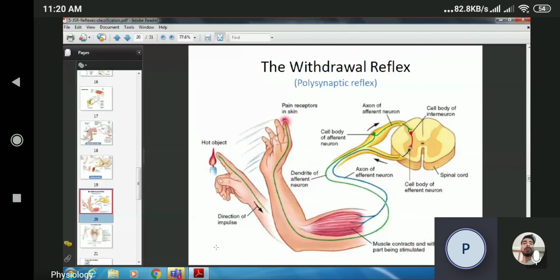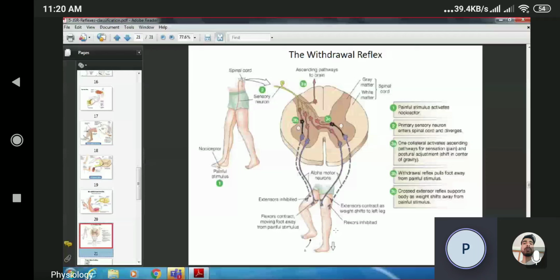After that, let's see the withdrawal reflex. Its importance is in maintaining the posture. For example, when we are walking barefoot and we come across a pin, one foot touches the pin on the path, and that foot is quickly withdrawn. But at the same time, the other foot is not withdrawn. It is firmly present on the ground.